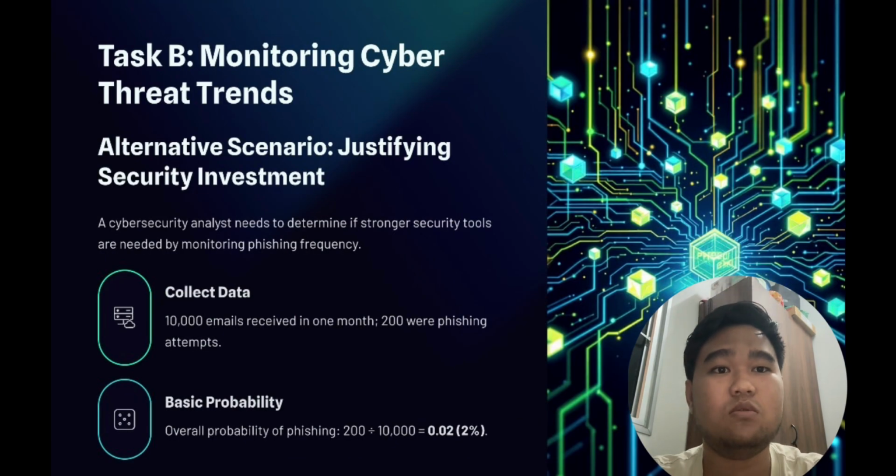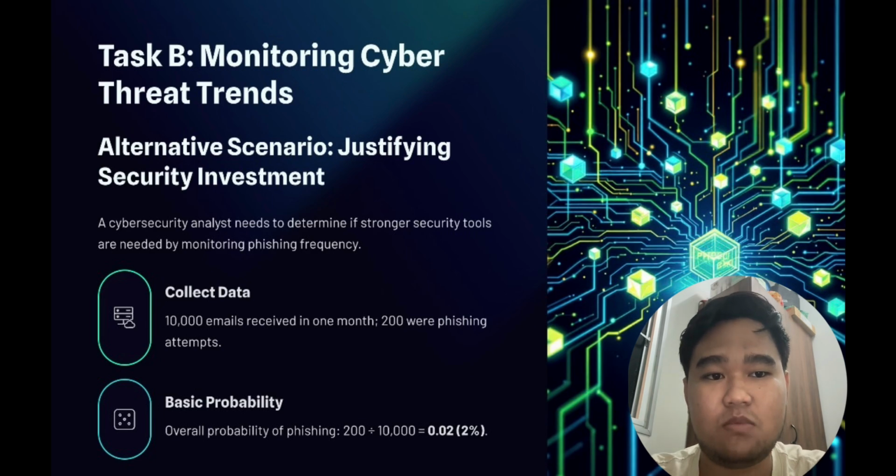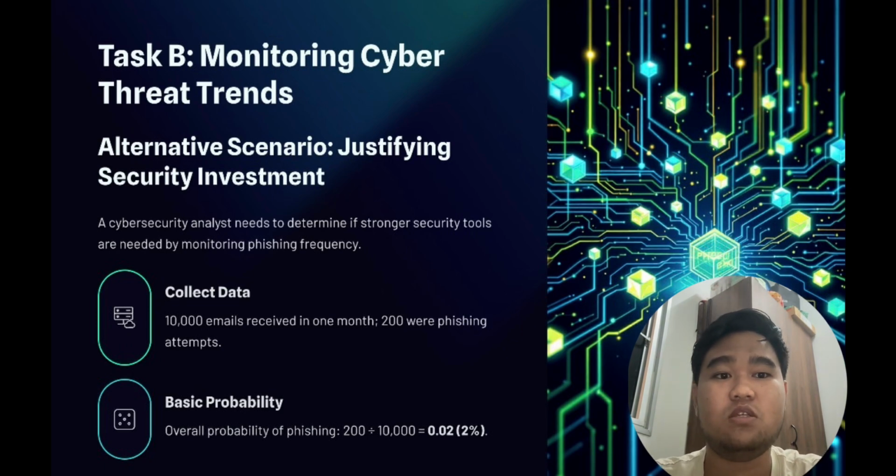We go to Task B, monitoring cyber threat trends. Here is an alternative scenario. I chose justifying security investment. A cybersecurity analyst needs to determine if stronger security tools are needed by monitoring phishing frequency. For example, first collect data: 10,000 emails received in one month, of which 200 were phishing attempts. Basic probability: the overall probability of phishing is 200 divided by 10,000, so we get 2%. We use this in monitoring cyber threat trends.